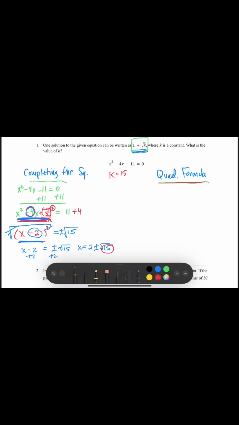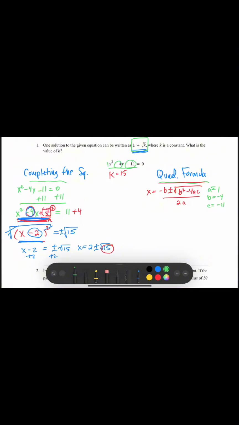Here, we need to use the quadratic formula. So this goes by doing negative b plus or minus the square root of b squared minus 4ac over 2a. Now, what we need to do is identify the a, the b, and the c. So our a in this structure is 1, right? Our b is negative 4, and our c is negative 11.